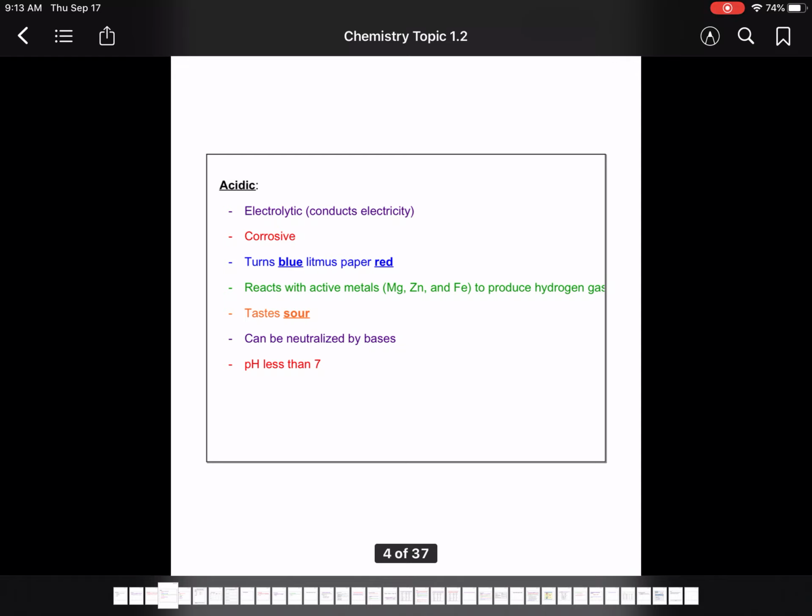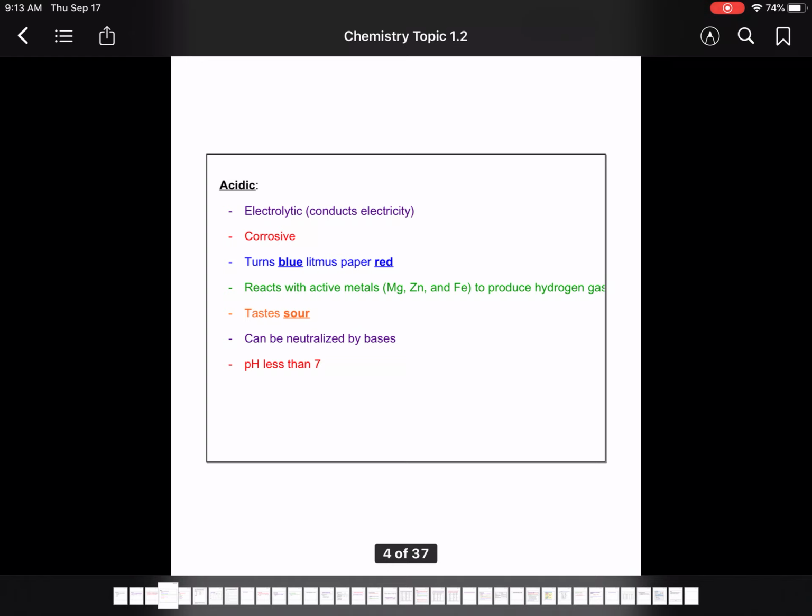They react with metals to produce hydrogen gas. So basically, if an acid goes onto a metal, it's going to make it oxidize and produce hydrogen gas. It tastes sour. So if we're tasting different things, something that tastes sour would be an acid. They can be neutralized by bases.